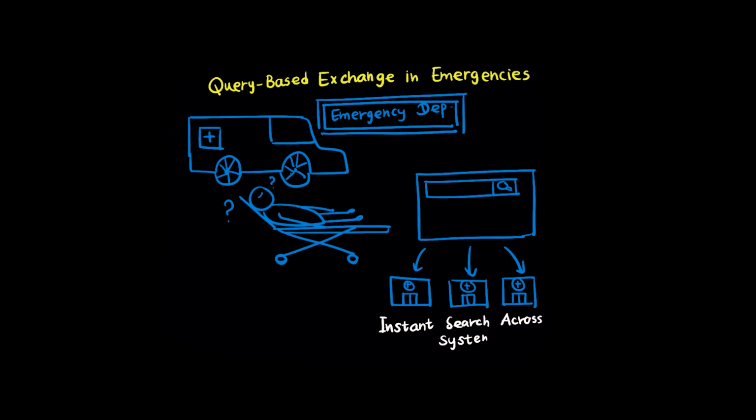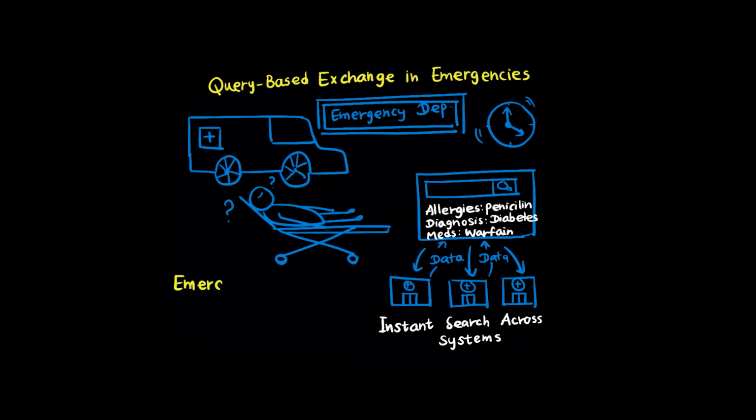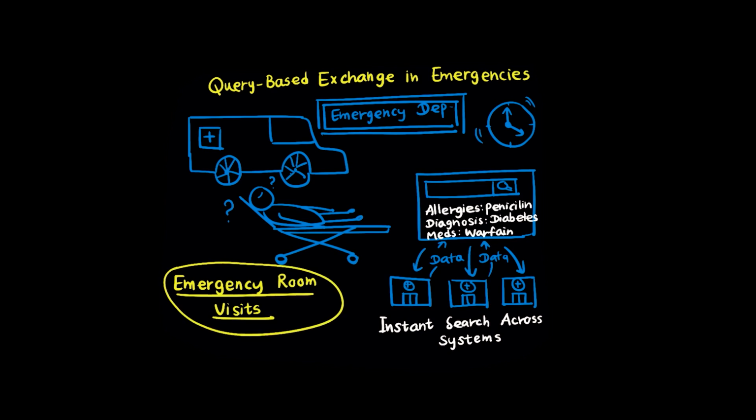Query-based exchange lets ED staff instantly search for and pull patient information from any connected healthcare system. It's like having a medical detective that can quickly ask every hospital and clinic in the network, "Do you have records for this patient?" Within seconds, previous diagnoses appear, medication allergies surface, recent test results download. This isn't about convenience, it's about making life-saving decisions with complete information. That patient who can't tell you they're allergic to penicillin. Query-based exchange finds that critical information when seconds count.